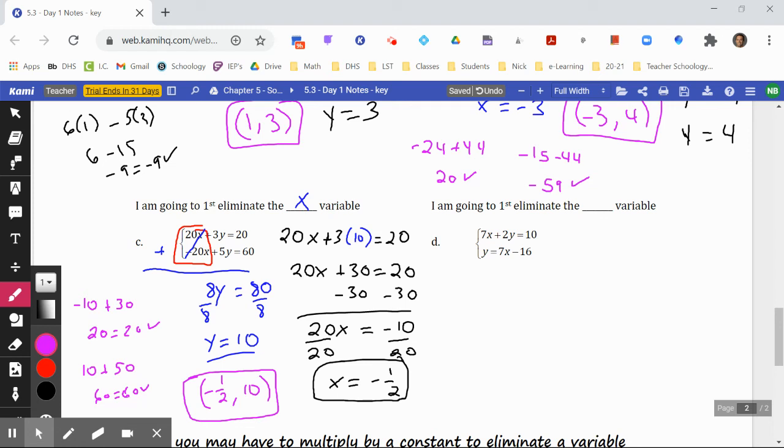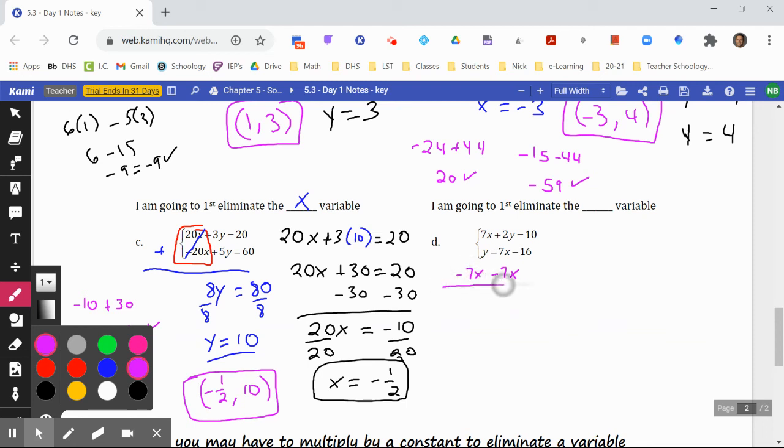All right, last one here. Letter D. I have 7x plus 2y is equal to 10, and y equals 7x minus 16. Okay, this system, right, is not in order. I gotta line these up. That first equation, that's in standard form, right? But that second one is not, right? So in order to get that second equation into standard form, we would subtract 7x from both sides.